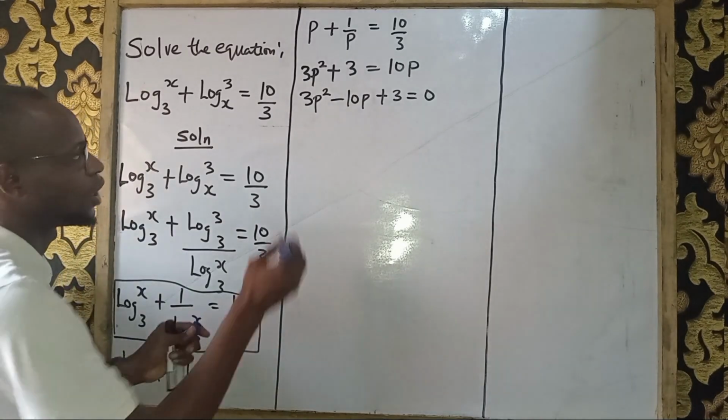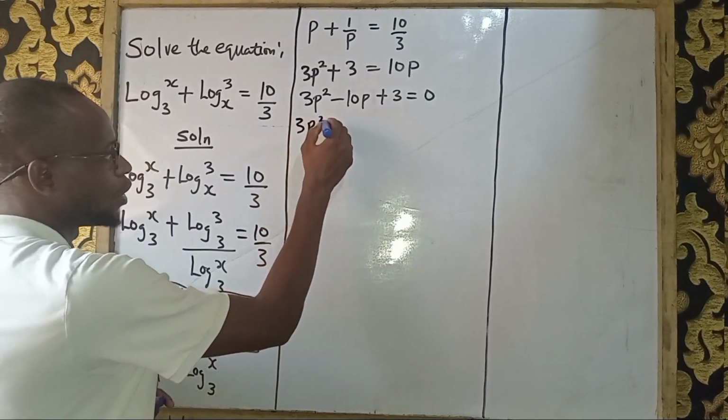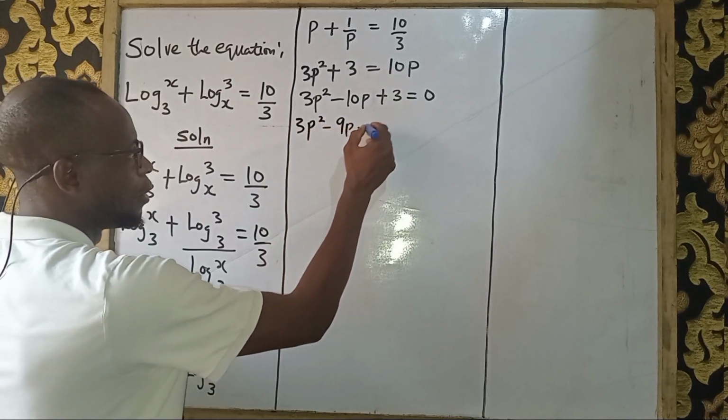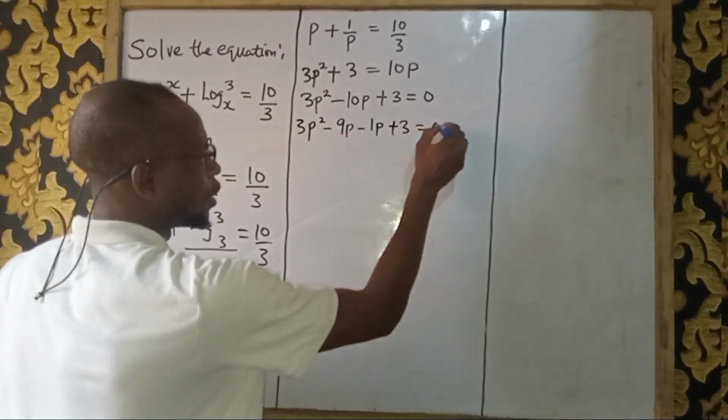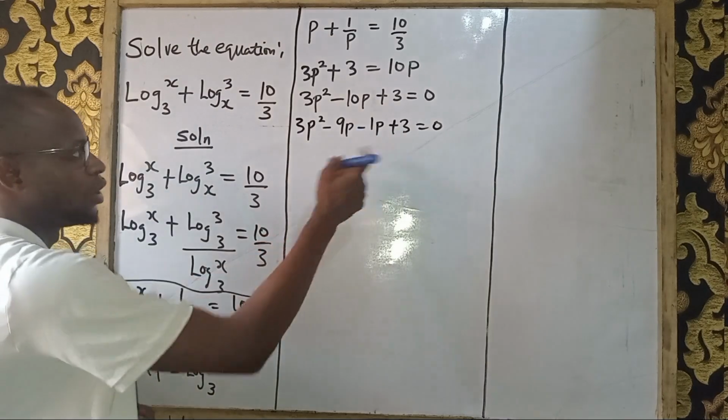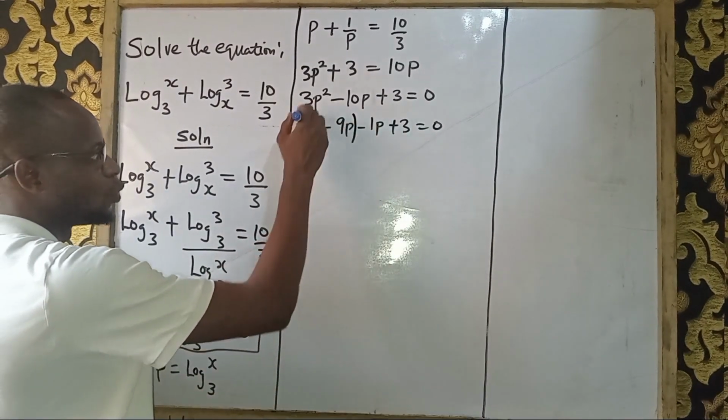So we are going to have something like this: 3p squared minus 9p minus, let me put it as 1p, plus 3, so that you understand that. I can simply put p here instead of 1p, but I want you guys to understand. So you group them into 2.